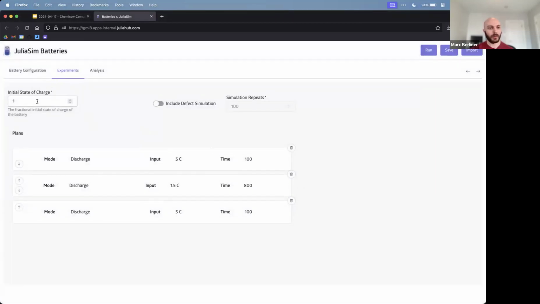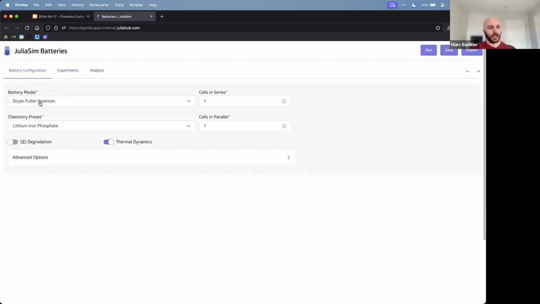We changed all of our experiments, we changed our initial SoC, and we're now looking at a new discharge protocol for our eVTOL system. So with this system, we have an initial discharge C rate of 5C for 100 seconds, which represents the takeoff portion of the mission profile. It's followed by a discharge of 1.5C for 800 seconds, representing the flight of our eVTOL. And then the third and final step is this landing sequence, where we also require a reasonably high C rate for 100 seconds.